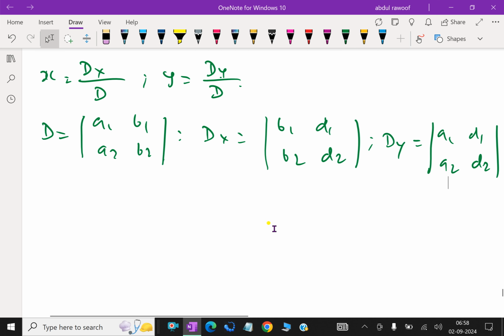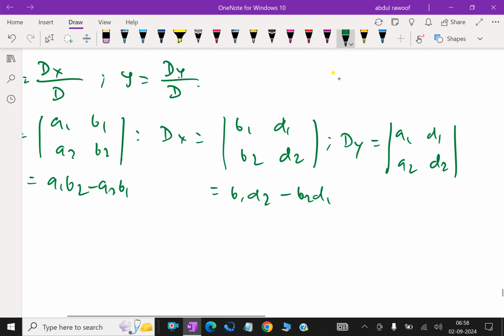We know that this value d is the cross multiplication a1 b2 minus a2 b1. Here, dx is b1 d2 minus b2 d1. Or here, dy is a1 d2 minus a2 d1.